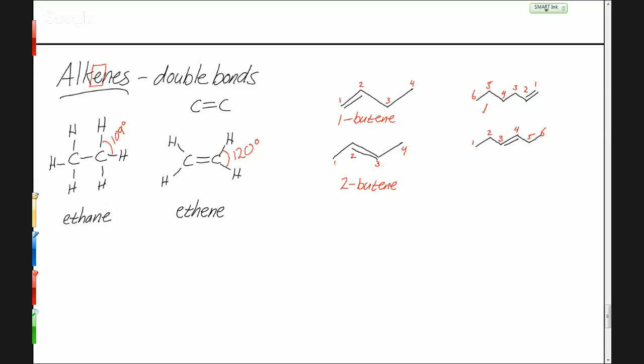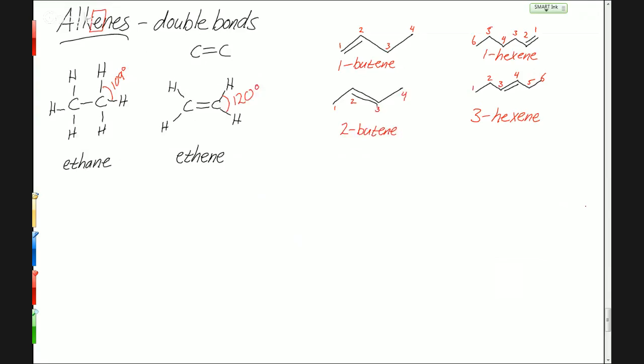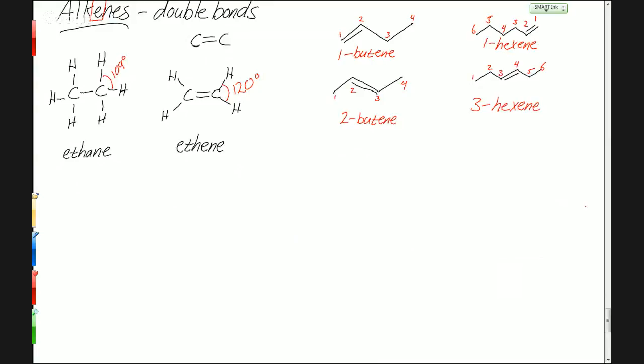So the top one is 1-hexene. The bottom one is 3-hexene. So let's make a couple notes about this.